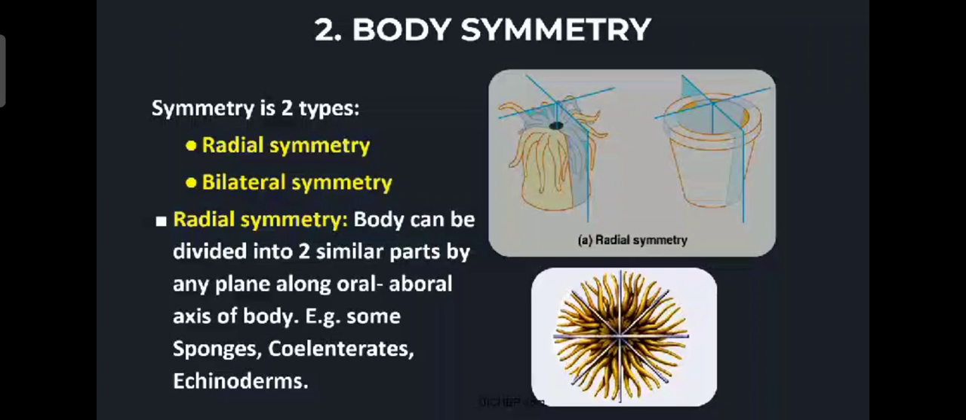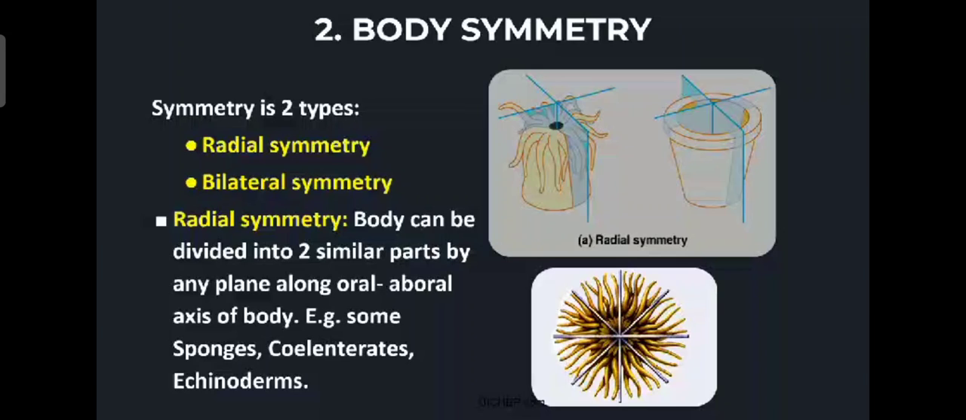Radial symmetry means body can be divided into two similar parts by any plane along the oral-aboral axis of the body. When you cut the animal in any plane, in these diagrams you can see, you can cut the animal into two parts, then you will get the two similar parts in any plane. So that is called as radial symmetry. For example, some sponges are there and the coelenterates and echinoderms.